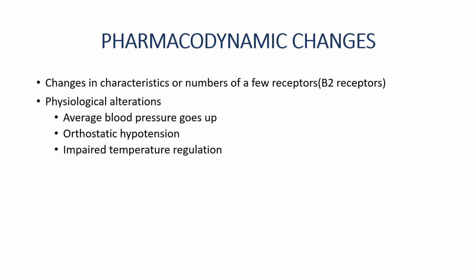Now the pharmacodynamic changes. Apart from pharmacokinetic changes, there are changes in characteristics and number of certain receptors also. For example, elderly patients will have reduced sensitivity to beta 2 agonist drugs because of changes in the sensitivity of beta 2 receptors. Similarly, there are many physiological alterations. For example, the average blood pressure increases, they are more prone to develop orthostatic hypotension, and there will be impaired temperature regulation. Because of this, the drug effect also changes. The drugs which have alpha blocking property cause more orthostatic hypotension in elderly.